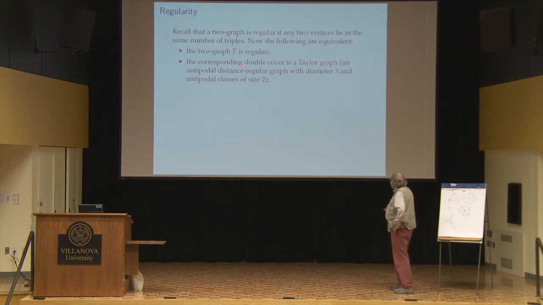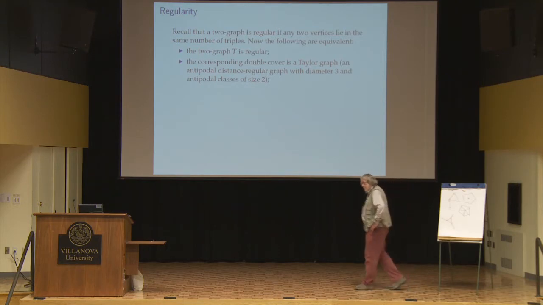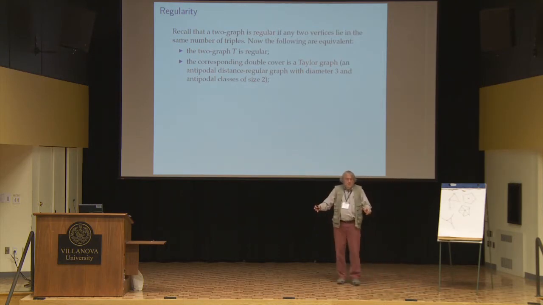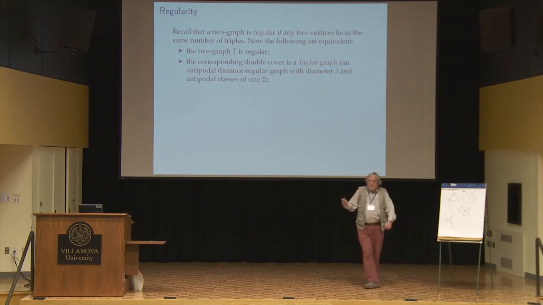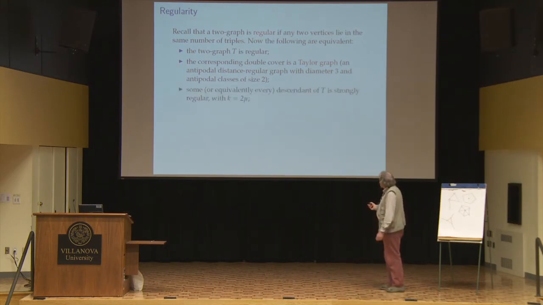So what is a Taylor graph? It's an antipodal distance regular graph with diameter 3, antipodal classes of size 2. So it's a distance regular graph, if you know what that means, where you start with a vertex, there's a first layer, a second layer, and the third layer just consists of a single vertex. And that should be distance regular. I mean, you can always get that, because this graph is just the double cover coming from T, but I want it to be distance regular.